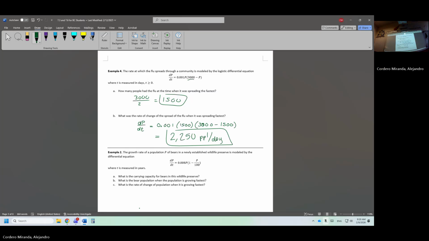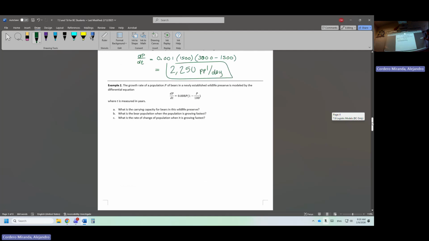Cool. All right. I think I just put one more on here because for real, that's all you're going to get asked on the AP test. It says the rate of growth of a population of bears in a newly established wildlife preserve is modeled by that differential equation, where t is measured in years. It says, what is the carrying capacity for bears in this wildlife preserve?